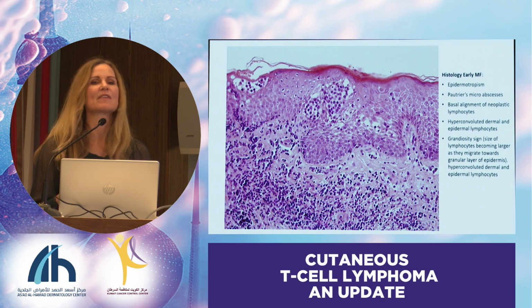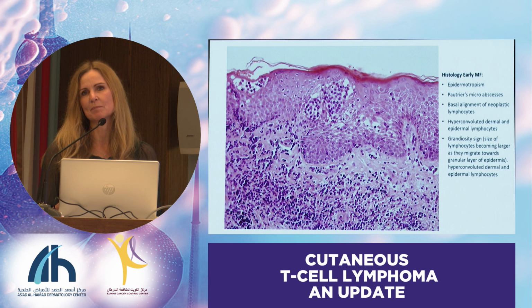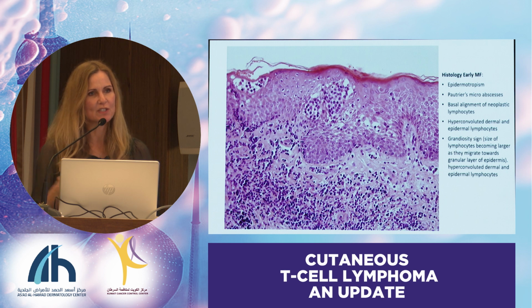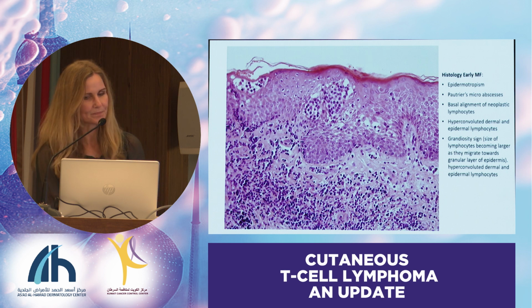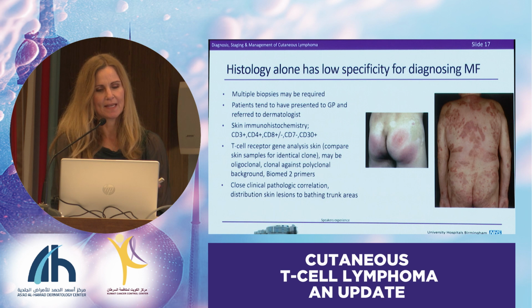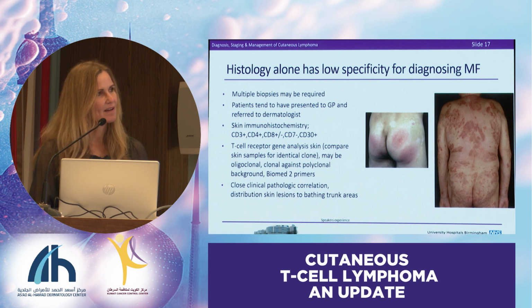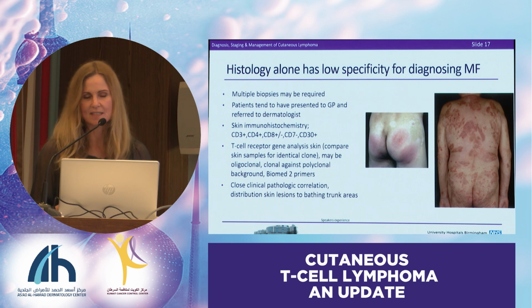And again, it's another very poor prognostic feature, so it's something important to look at in a biopsy. If those cells have changed from medium-sized cerebriform cells to large anaplastic-like looking cells, mutations have happened and often the patient does badly. Unfortunately, we don't always get all those features in a biopsy, and biopsy alone can have a very low pick-up rate for diagnosing mycosis fungoides, and multiple biopsies are needed, as we discussed this morning.